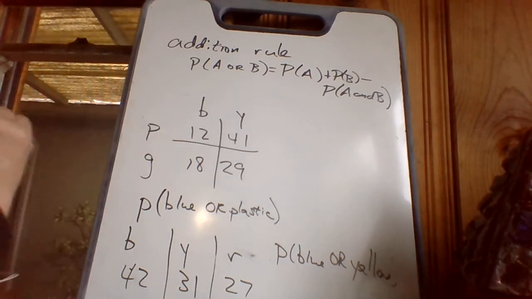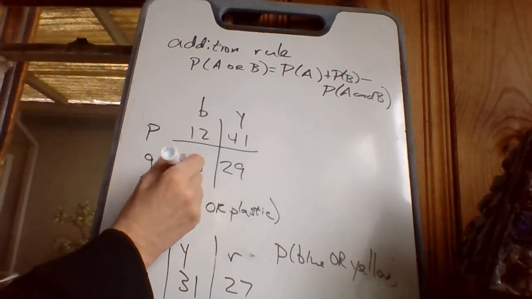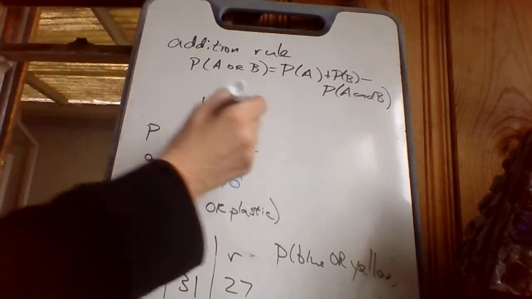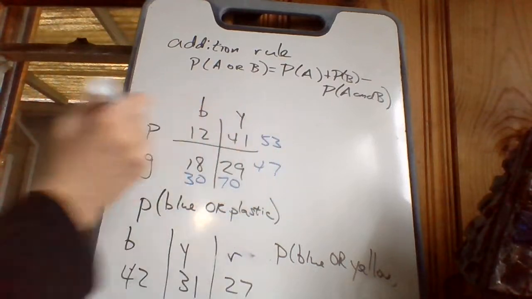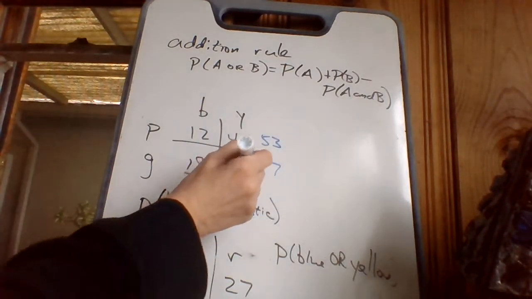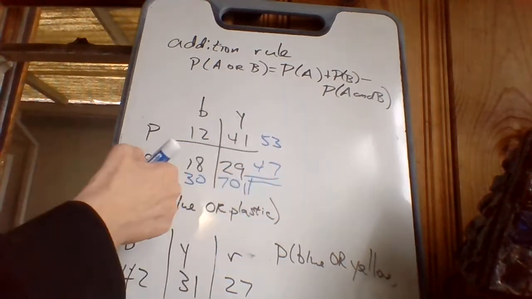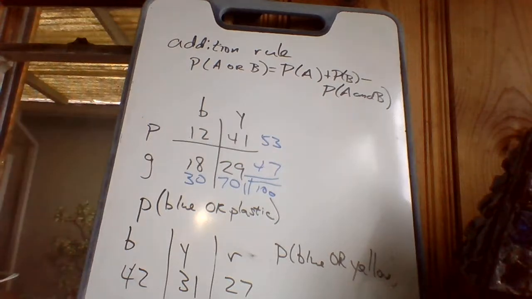So there's still 30 blue ones and 70 yellow ones. There's still 53 plastic ones and 47 glass ones. It doesn't matter which way you add it up. If I add it up this way, it's 100 marbles. If I add it up that way, it's 100 marbles. You don't add it both ways. It's not 200 marbles. It's 100 marbles in there.